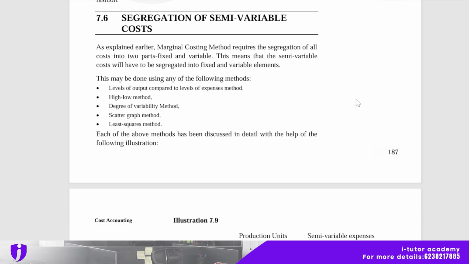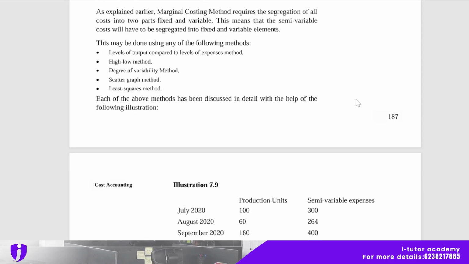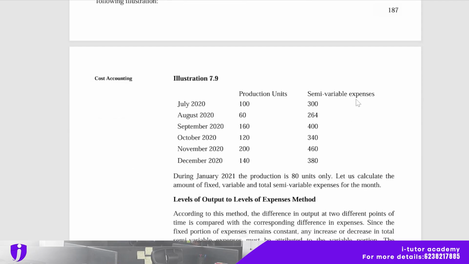Next is segregation of semi-variable cost. As explained earlier, the marginal costing method requires the segregation of all costs into two parts, fixed and variable. This means that the semi-variable cost will have to be segregated into fixed and variable elements. This may be done using any of the following methods: levels of output compared to level of expense method, high-low method, degree of variability method, scatter graph method and least square method. And here is an illustration section.